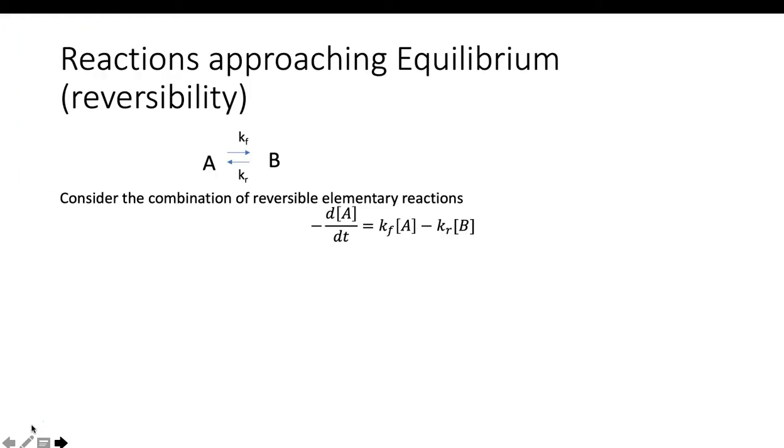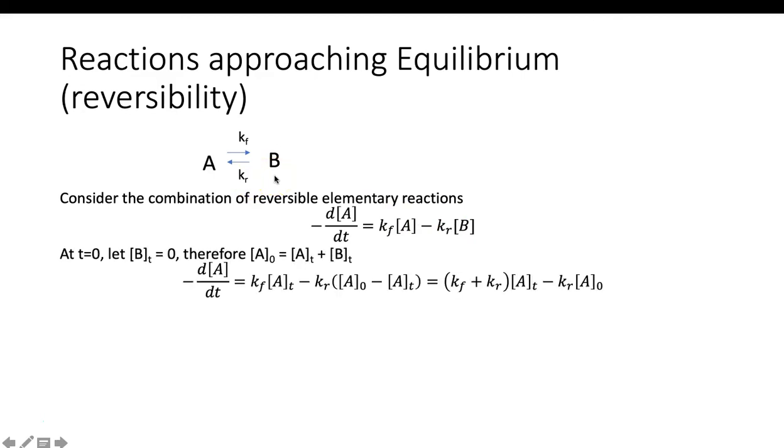So the first one we're going to do is reactions approaching equilibrium, and this is a one step reaction where we have first order in the forward and first order in the reverse, so each one of these is represented as an elementary reaction. And then we can write the rate of disappearance of A, because we know these are elementary reactions, as the forward rate constant times A minus the reverse rate constant times the concentration of B.